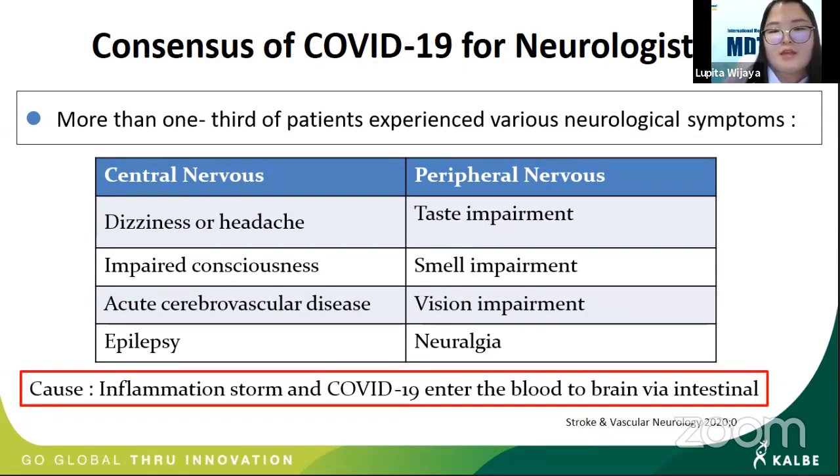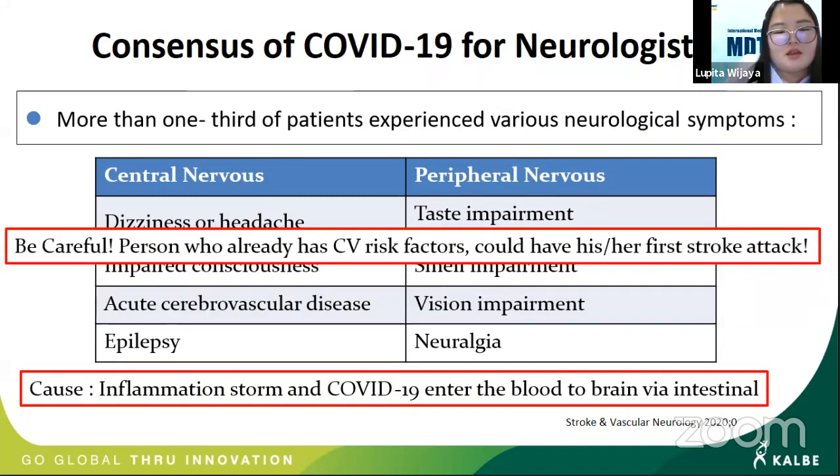So be careful with patients with high comorbidity like smoking, elderly people, and a history of long-term glucocorticoid use. An inflammation storm will happen in your body because your immune response already gets errors. So there is a risk of a first attack of ischemic stroke or other signs of nervous system involvement like epilepsy or vision impairment.